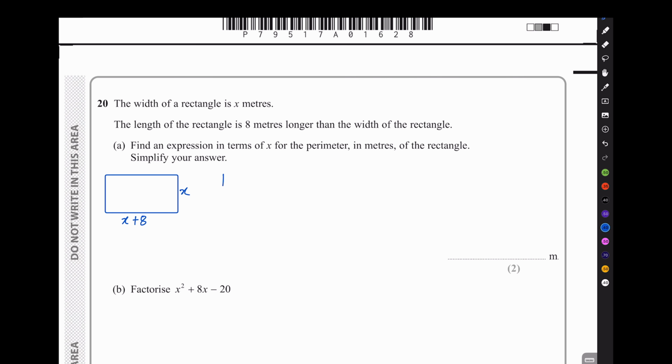Okay, so this is really simple. The perimeter of a rectangle is 2 times the length plus the width. Okay, so 2 times L. The length is x plus 8. The width is x, right? So this becomes 4x plus 16. Right? Yeah, 4x plus 16 it should be.